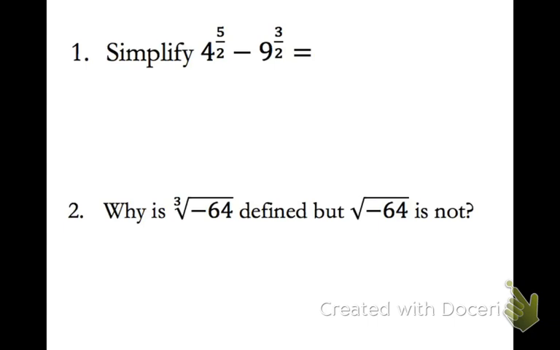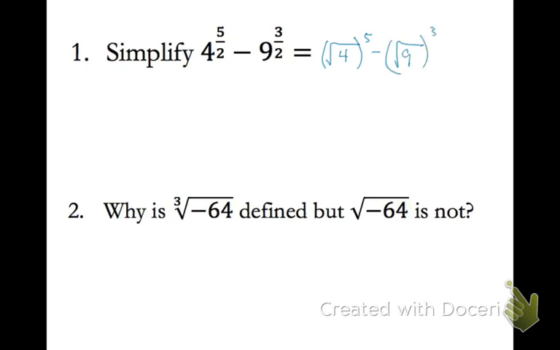So let's start by simplifying 4 to the 5 halves minus 9 to the 3 halves, and let's rewrite it in radical form. Remember, the bottom number is the root and the top number is the power. So 4 to the 5 halves can be written as the square root of 4 all raised to the 5th power, and the square root of 9 all raised to the 3rd power.